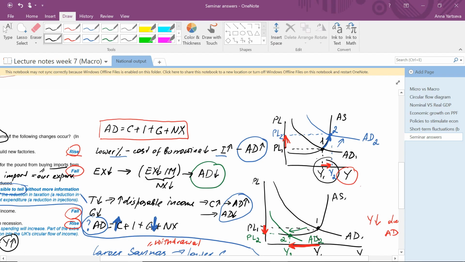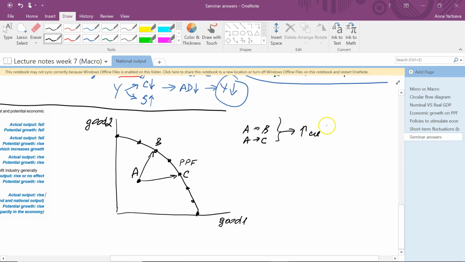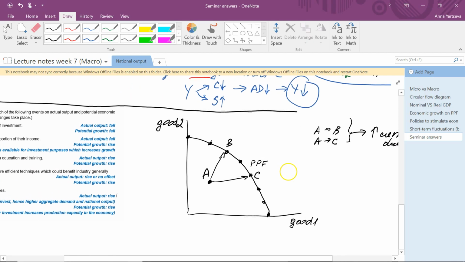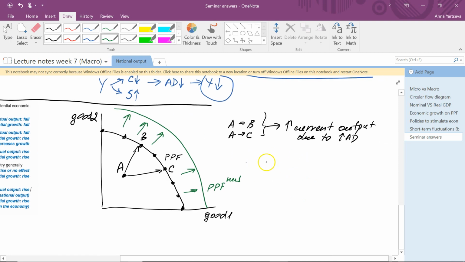It means that we are increasing current output. So movements from A to B or A to C represent an increase in current output, for example, due to higher demand, due to an increase in aggregate demand. While true economic growth would imply that the whole PPF curve shifts outwards, and we are working on a higher PPF curve. So economic growth represents an increase in potential output.